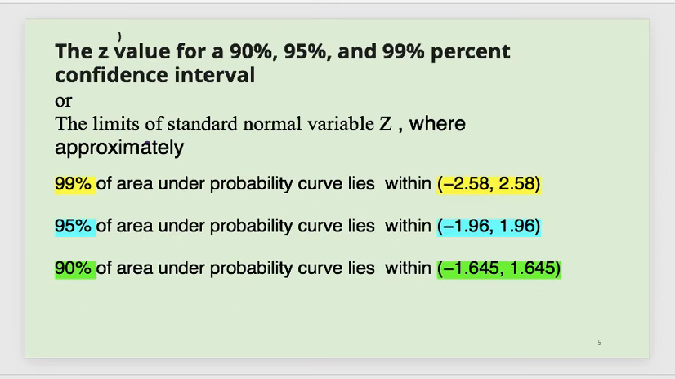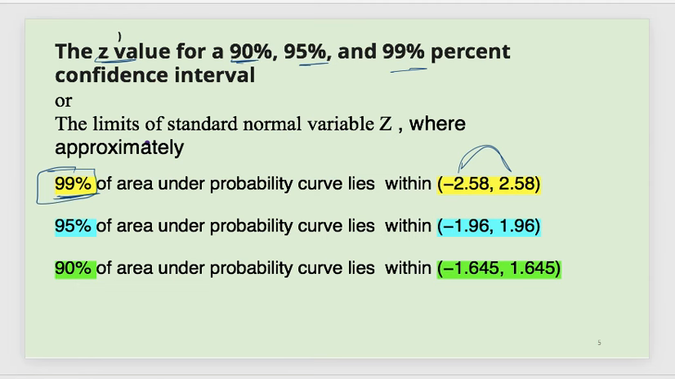And there is some more to note about the z value. Sometimes a question can be included in this topic, which is what is the interval that covers, meaning what are the z values within which 90% of the data is covered, 95% and 99% is covered. So we can remember that within minus 2.58 to plus 2.58, 99% of the area is covered.